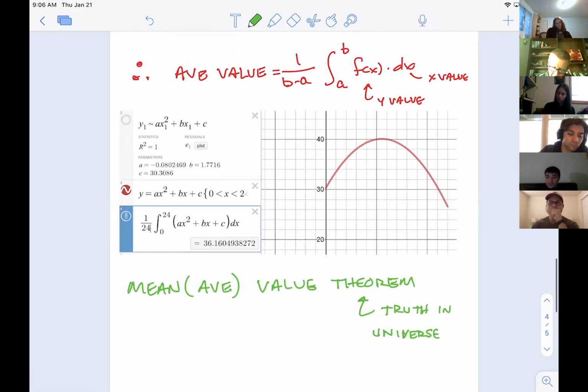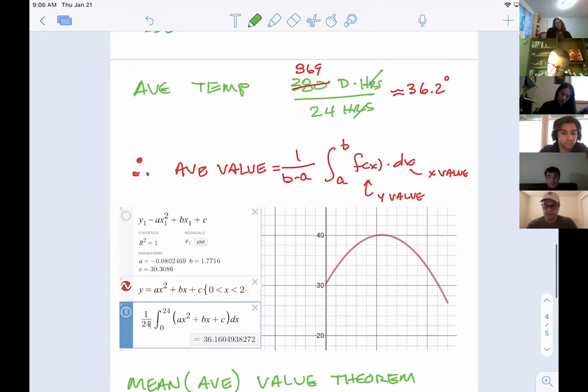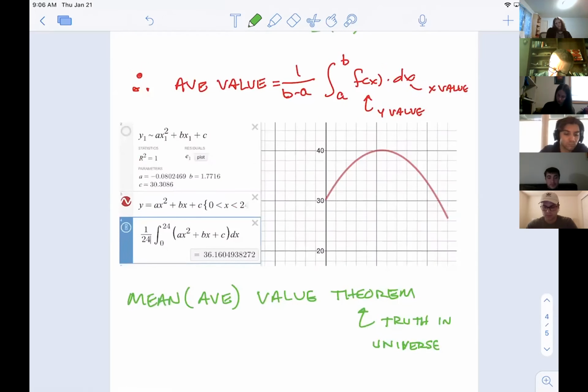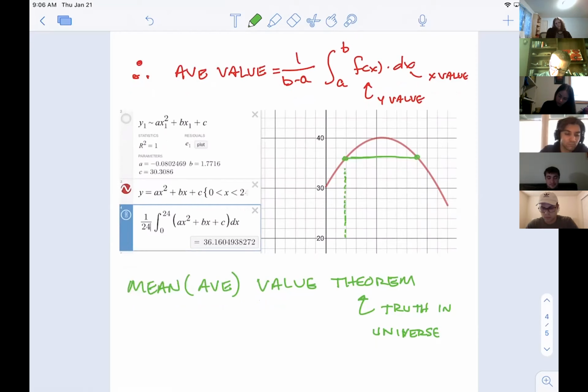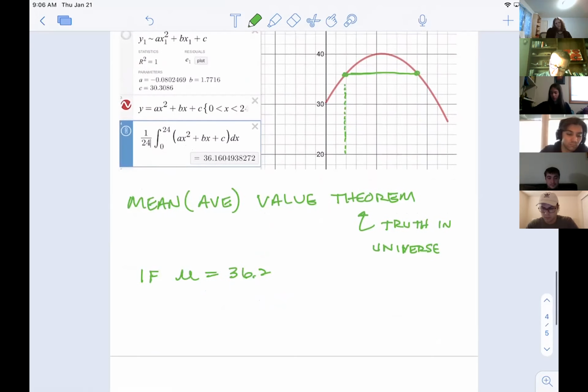Since the average we just discovered was really 36.2 rounded, which is the same answer we got, does it make sense that if the average is equal to 36.2, then the temperature had to be 36.2 at some point? This is sort of dumb.